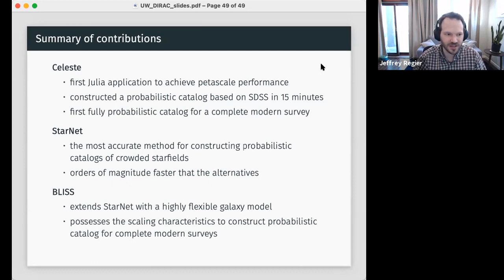Starnet then is the most accurate method for constructing probabilistic catalogs of crowded starfields, and orders of magnitude faster than approaches based on MCMC. And finally, Bliss extends Starnet with a highly flexible galaxy model, and it possesses the scaling characteristics to construct probabilistic catalogs for complete modern surveys, such as LSST. So yeah, that's it. Thanks for your attention.